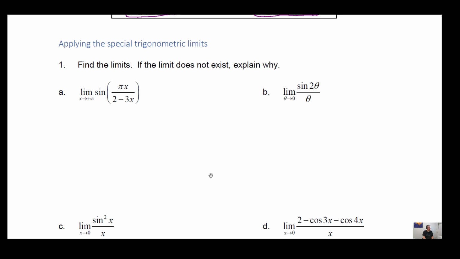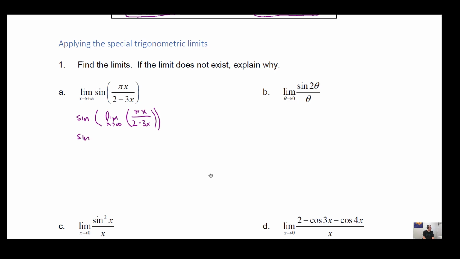The first problem is the limit as x goes towards infinity of sine of an object here. This would be the same as the sine of the limit as x goes towards infinity of this rational function, pi x over 2 minus 3x. Now, I don't care how you justify the answer, but there has to be some justification. You can do horizontal asymptote type stuff, or you can divide through by the largest exponent in the denominator. I don't really care how. I'm personally going to do the dominant term analysis.